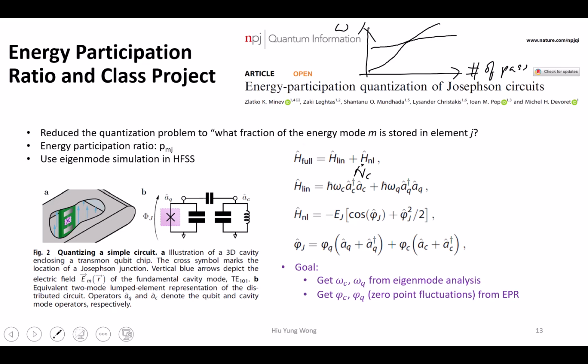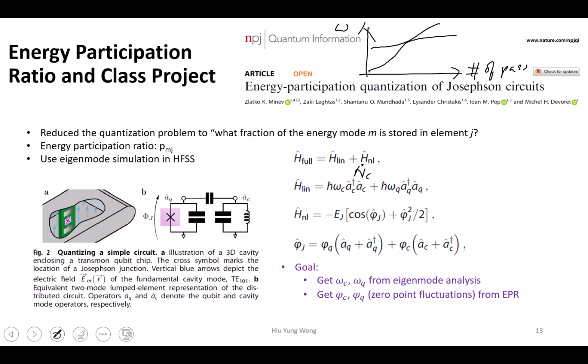Okay? And then it also is this phi j. And phi j turned out to be these two components. It's just the annihilation operator plus the creation operator, and the annihilation operator plus creation operator. These two are the zero-point fluctuation. We have learned this before.